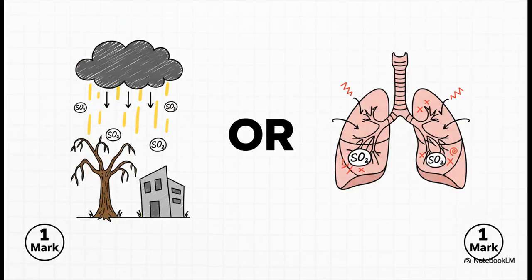And for that second mark, you just need to explain what that pollutant does. The mark scheme is pretty cool here. It gives you a couple of options. You can either say that sulfur dioxide causes acid rain, or you can say it causes respiratory problems. Either answer is perfect for that second mark.